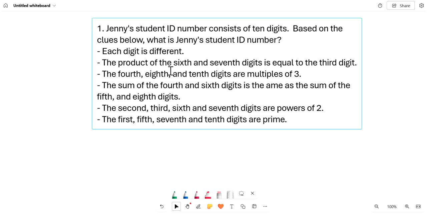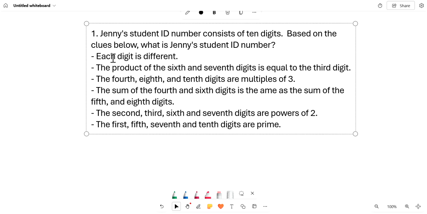So this is week 84 quiz. And number one says Jenny's student ID number consists of 10 digits based on the clues below. What is Jenny's student ID number? So each digit is different.